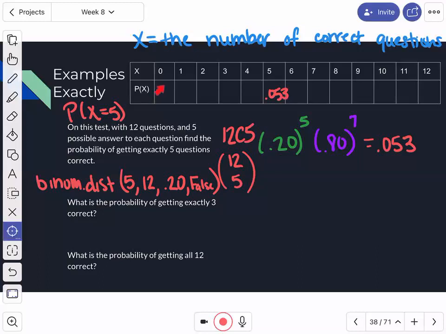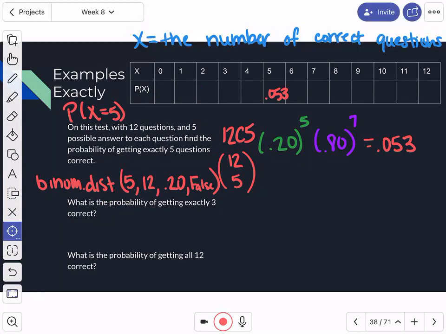If I wanted to find the probability of 0, what would I do? How would that change this formula to find the probability of 0? Can anybody tell me that? How would I change that formula? What would change in that formula if I want to find the probability X equals 0? First number. The first number changes to a what? 0. What about if I want to do 1? The first number would change to a 1. What if I want to do 2? This would change to a 2.